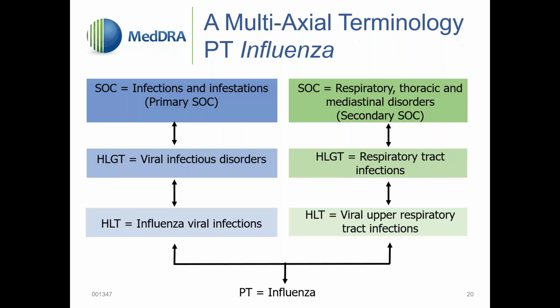Many PTs are assigned a primary SOC based on the site of manifestation. But as mentioned before, there are three exceptions: SOC congenital, SOC neoplasms, and SOC infections. And here we see an example for one of these three exceptions. PT influenza has SOC infections and infestations as primary SOC, and only a secondary linkage to the site of manifestation, that is SOC respiratory.